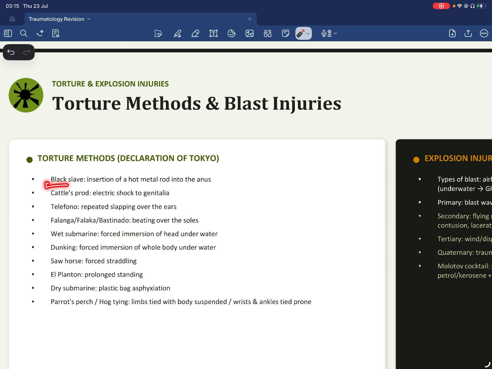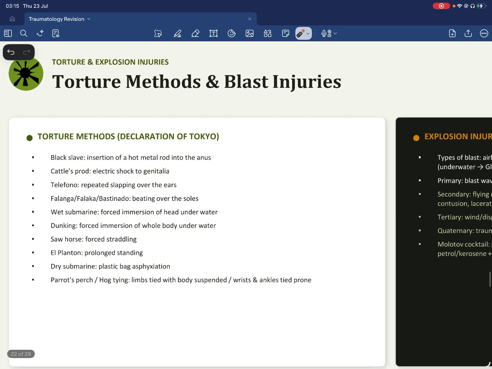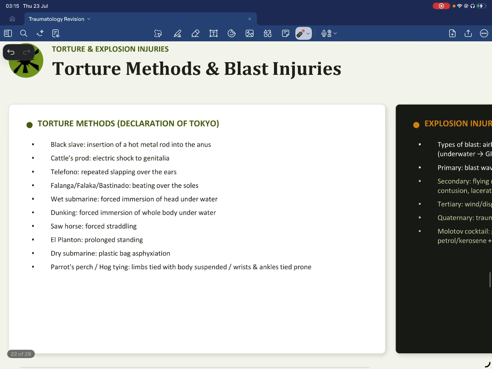Torture methods, or blast injuries. We have black slave, which is insertion of a hot metal rod in the anus. Cattle prod is electric shock to the genitalia. Telefono, repeated slapping over the ears. Falanga is beating over the soles. Wet submarine is forced immersion of the head underwater. Dunking, forced immersion of the whole body underwater.